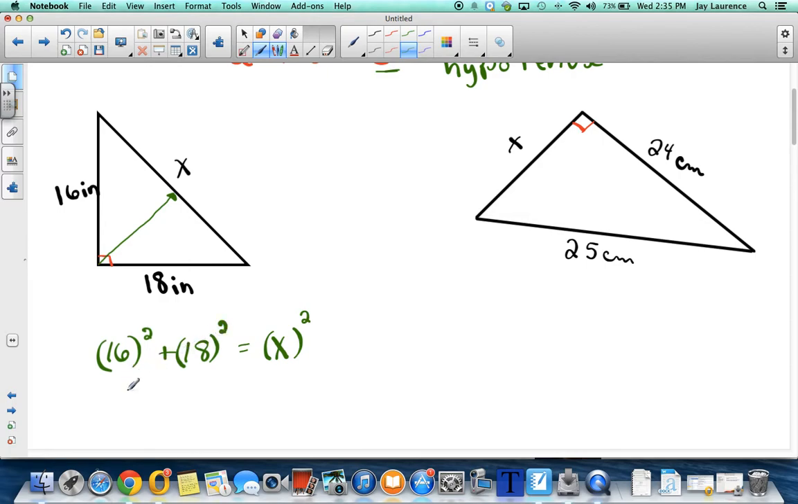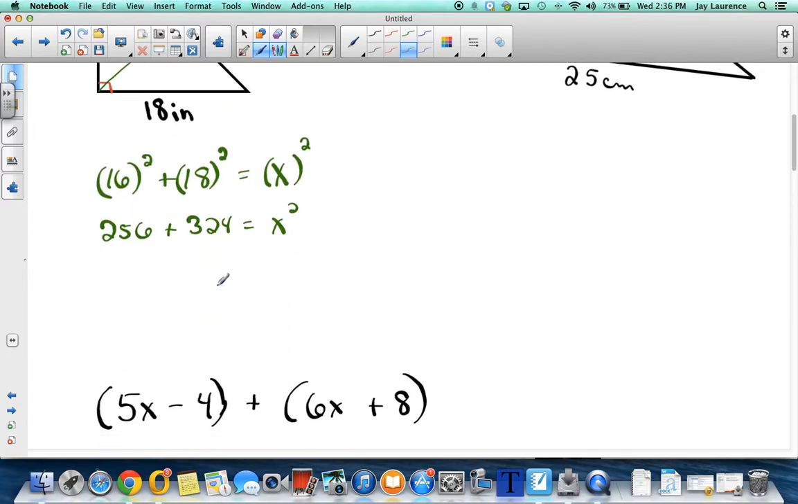Now, to solve for this, I'm going to square 16, which I believe is 256. I'm going to square 18, which I think is 324, and that'll equal x times x, which is x squared. X times x is x squared. All right, now I'm going to add together these two, and I'd rather do things vertically. So here we go. I'm going to get 10. I'm going to carry the 1. 7, that's 8. I'm going to get 580.